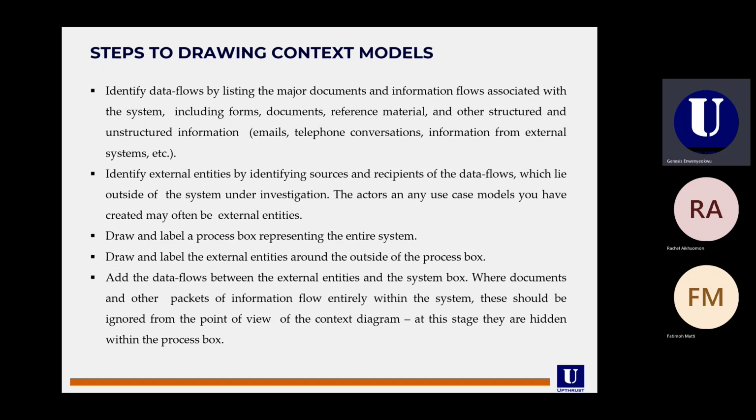And then you need to identify the external entities by identifying sources and recipients of data flows. You draw and label a process box to represent your entire system, and you draw and label external entities around the outside of the process box, and you begin to link the data flows and the information that will be shared.